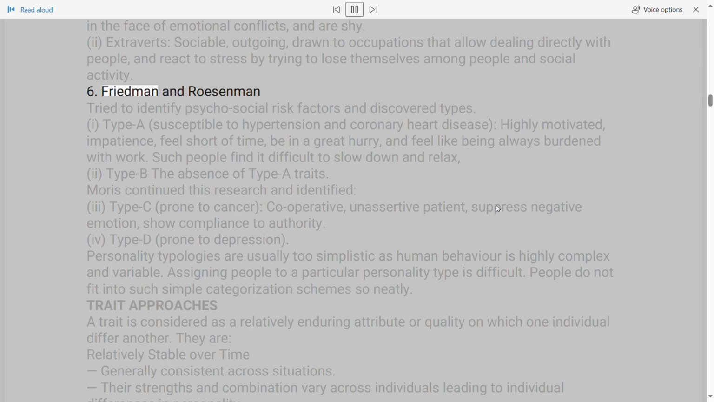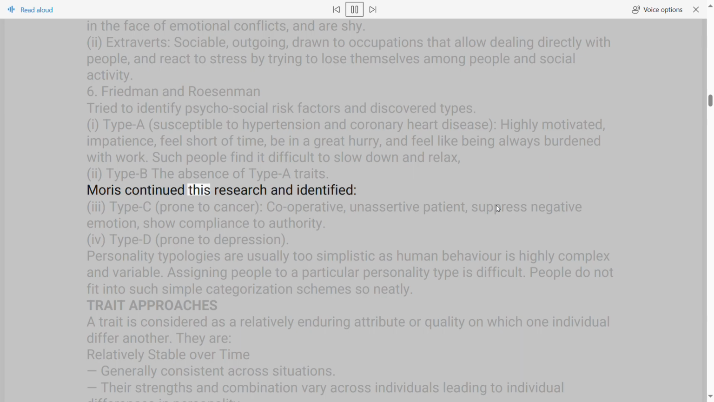6. Friedman and Rosenman tried to identify psychosocial risk factors and discovered types. 1. Type A: susceptible to hypertension and coronary heart disease, highly motivated, impatient, feel short of time, be in a great hurry, and feel like being always burdened with work. Such people find it difficult to slow down and relax. 2. Type B: the absence of Type A traits.